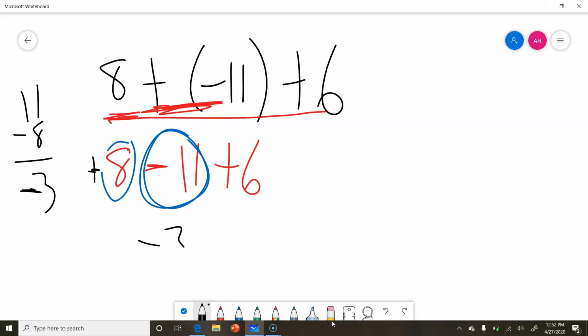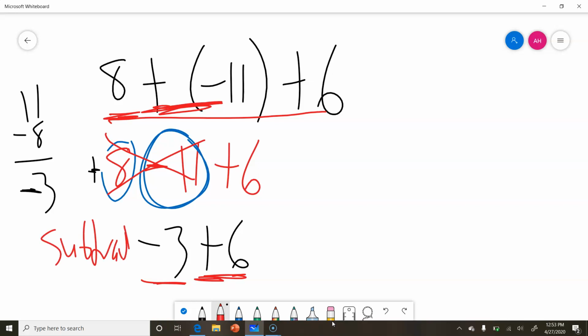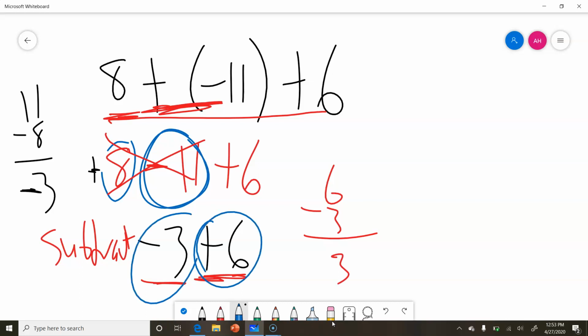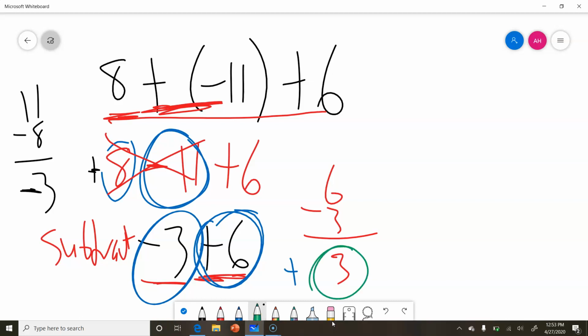So now I rewrite this negative 3 plus 6. Now again, what do I have to finish this problem? So now the 8 and the 11 are gone. I have a negative sign and a plus sign. So what do I always do? I always subtract when the signs are different. So I have 6 minus 3, which is 3. But which sign is bigger? Is the 6 bigger or the 3? Well, obviously 6 is bigger than 3. So it's going to be plus. So my final answer is simply 3.